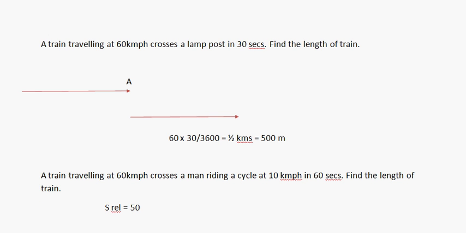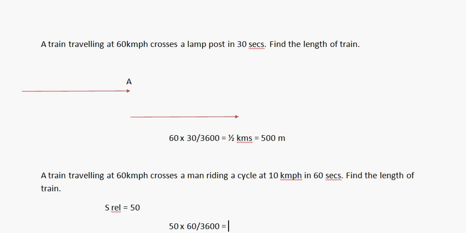To cover this, the distance would be, again, the man can now be considered as a single lamp post, right? If the man is the lamp post, in 60 seconds at 50 kilometers per hour relative speed, it is covering a distance which is equal to the length of the train. So let's divide by 60 over 3600, right?